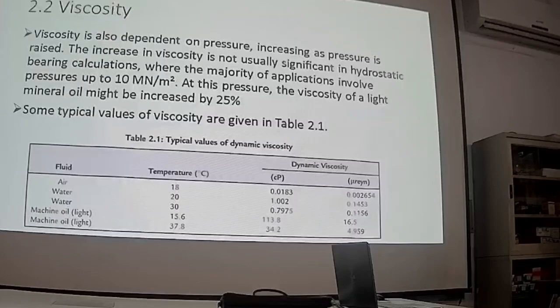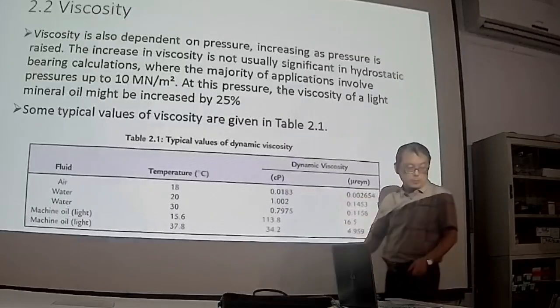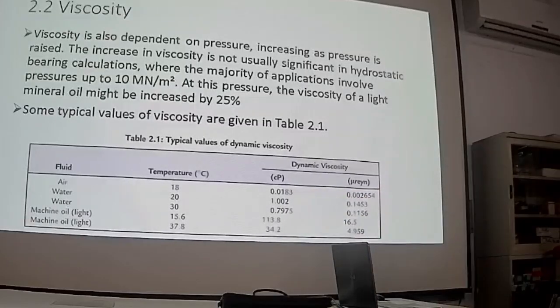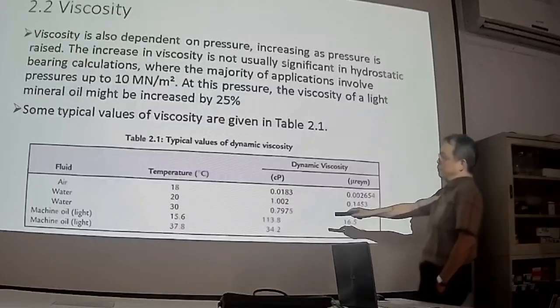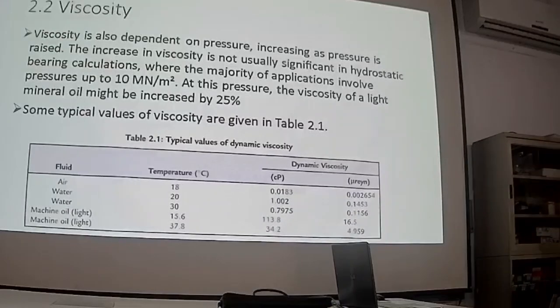For air, the dynamic viscosity is very small, 0.0183. And for the oil, you have 113.8. So the viscosity of the oil compared to the air is about 100,000 times bigger than the air viscosity.